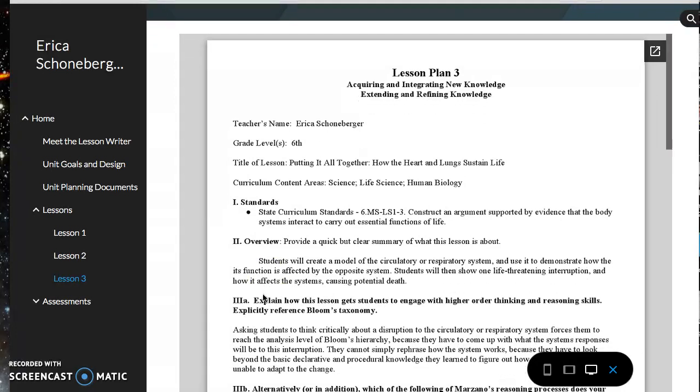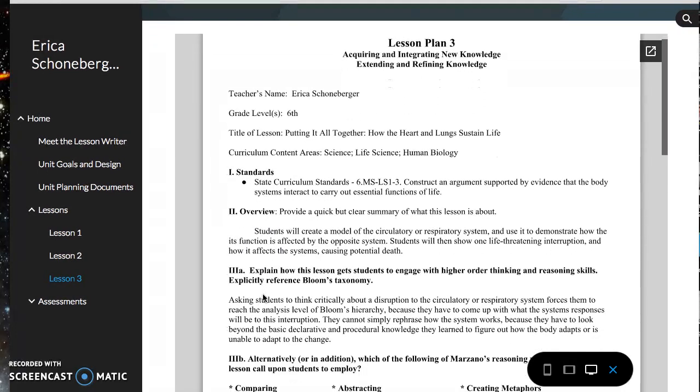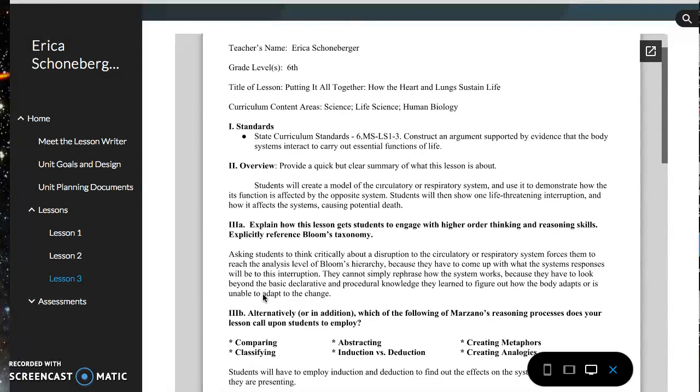Lesson 3 extends that knowledge and refines it by asking students to create a model of the circulatory or respiratory system and use it to demonstrate how the functions of those two systems interact. And then ask students to demonstrate how an interruption to the system, such as a blood clot or a stroke or stopping breathing, could affect both of these systems and cause death.